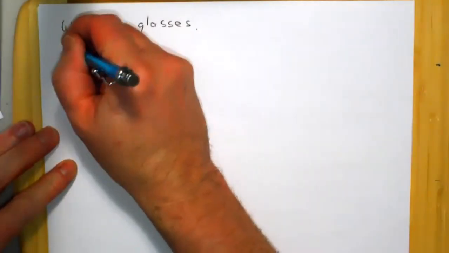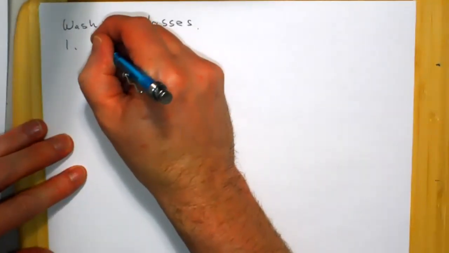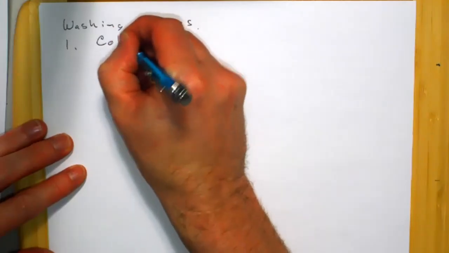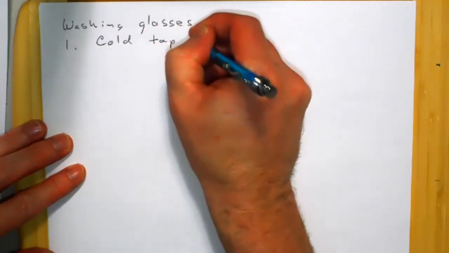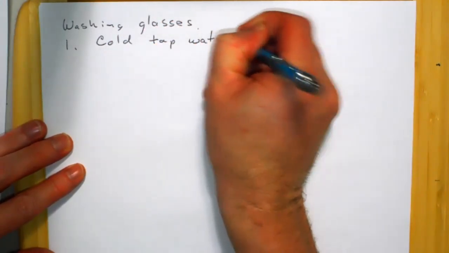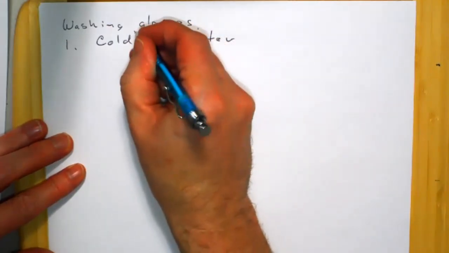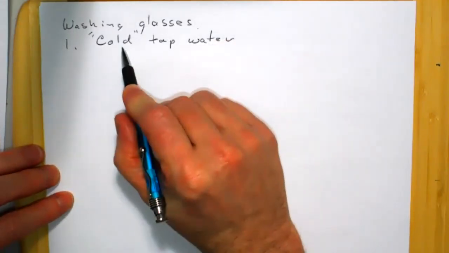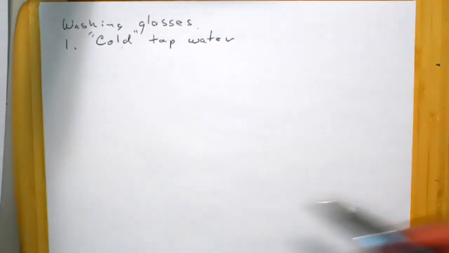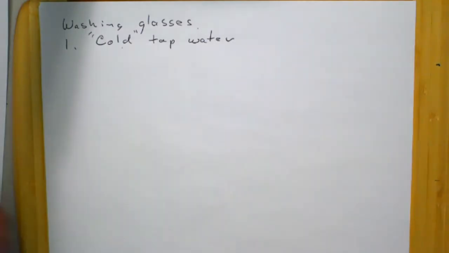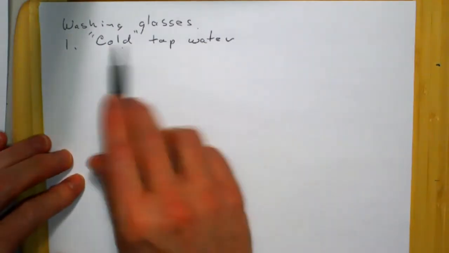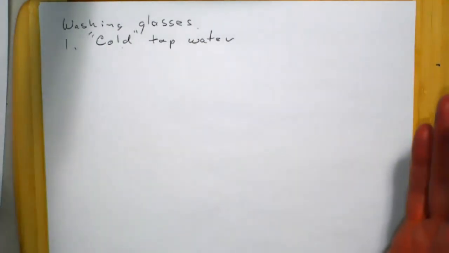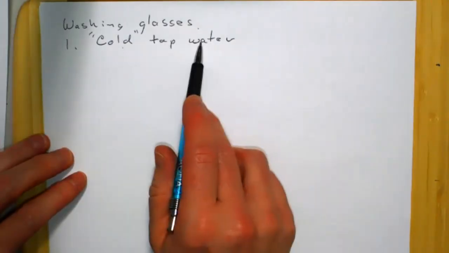So I'm going to give you, I know you're dying for this, steps for washing dishes. One, cold tap water. Okay, that's my preference. I call it cold, so just turn on the cold tap. Hot water tends to have more contaminants. It dissolves the pipes, that sort of thing, and it sits in a water heater. So that's why I use cold tap water.